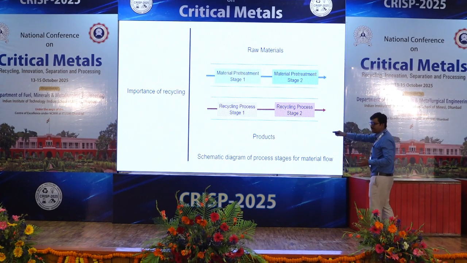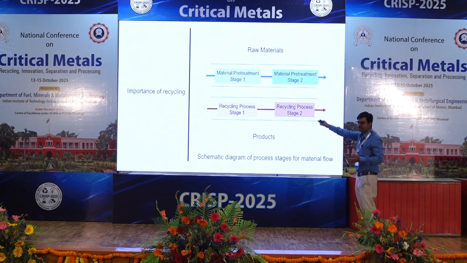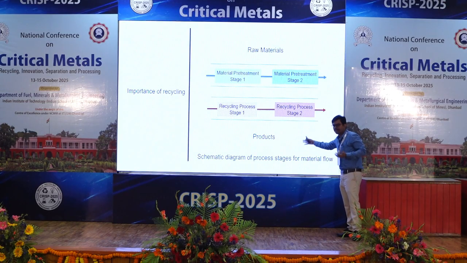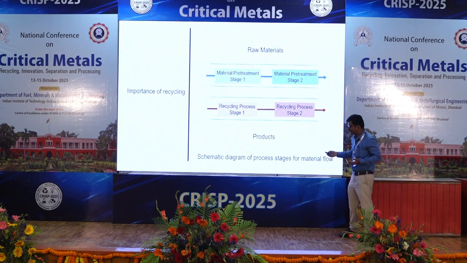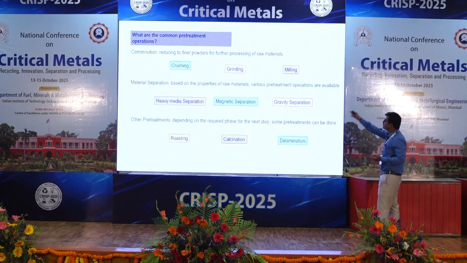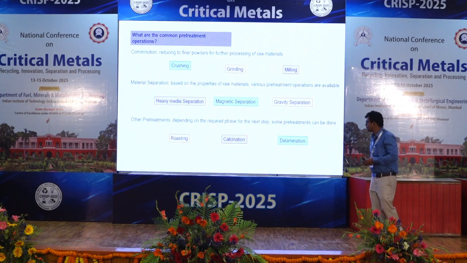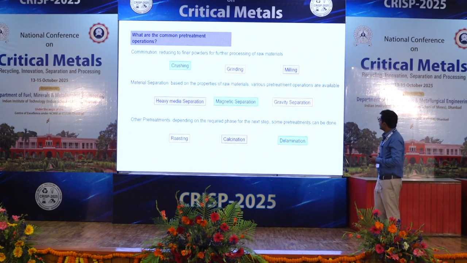So material, pre-treatment stage 1, stage 2, recycling processes stage 1, stage 2, and then there could be a third level also if we want to make metals per se, refining stage 1, stage 2. And these are the common processes that usually are present: comminution, heavy media separation, magnetic separation, gravity separation.